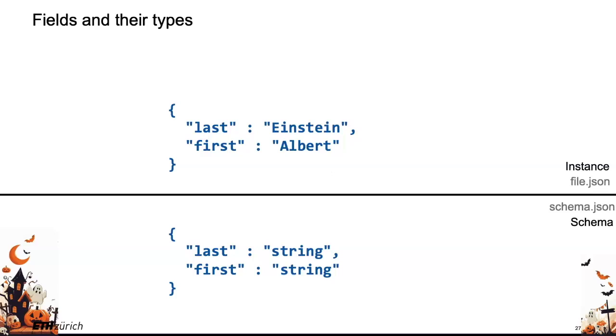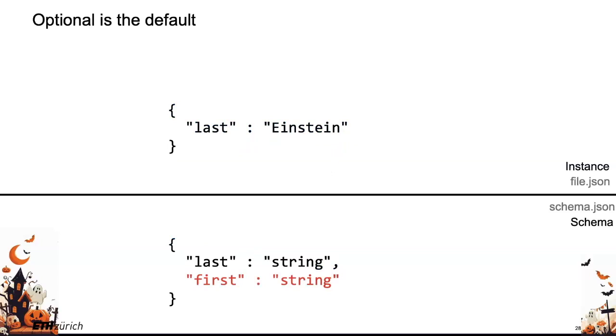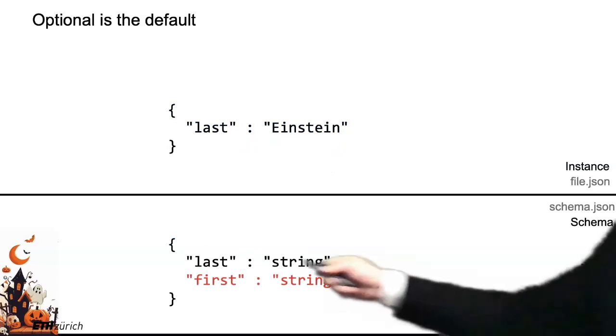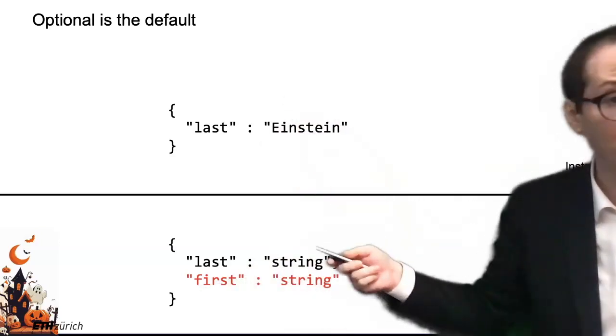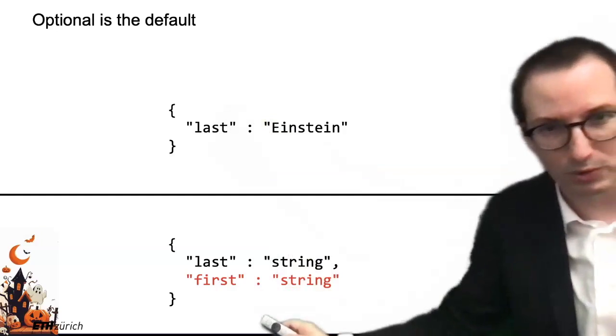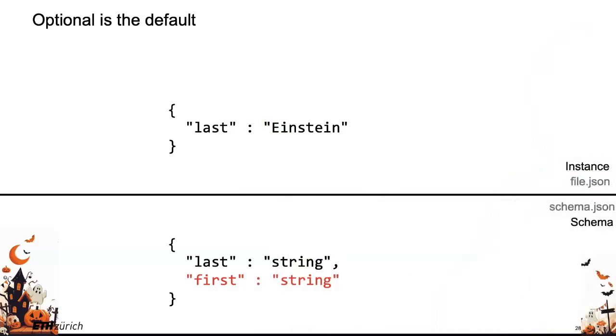All right, so having said that, here's another example where I'm saying that I expect the key called last to be associated with a string and the key called first to be associated with a string. And so I can say that the instance on the top is valid against my schema, right? Now, by default, when I say that, it's optional. So I'm basically saying if first is there, then it must be a string, but it's okay if it's not there, right? So it's optional. So this is fine too. This is also valid against that schema. First is just absent.